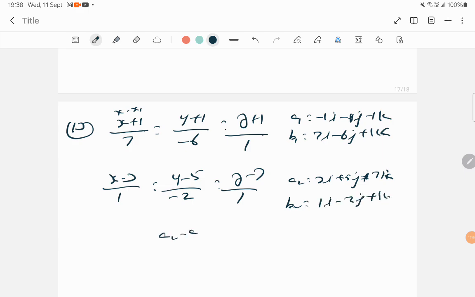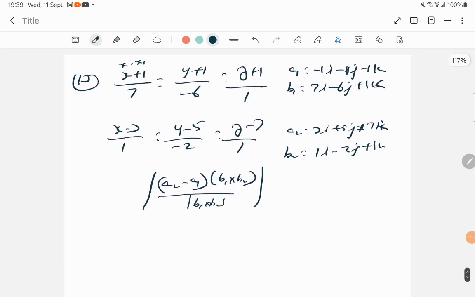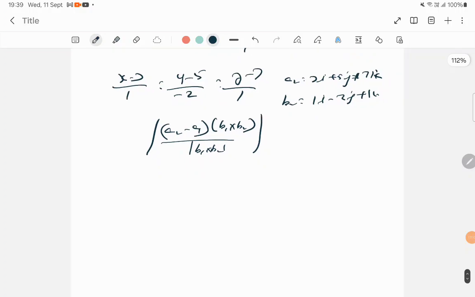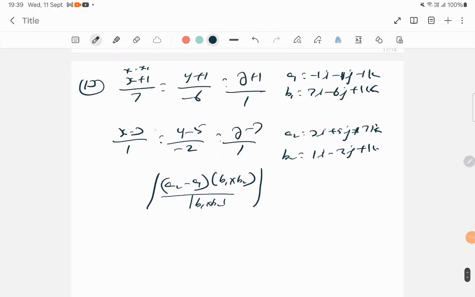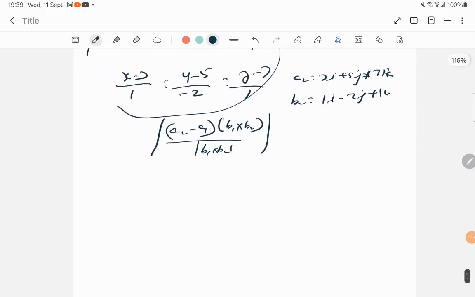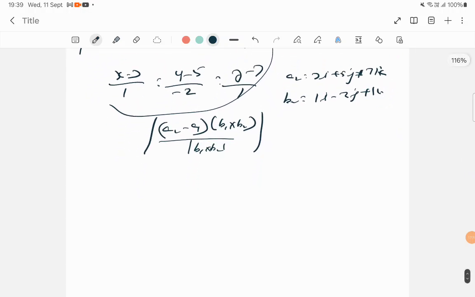Now just substitute into A2 minus A1 dot B1 cross B2 by magnitude of B1 cross B2. The whole modulus will give you the skew distance. So making sure that the equations are in the right format and identifying A1, A2, B1, B2 is critical. The 14th sum you can do similarly. I am just doing the 15th question.